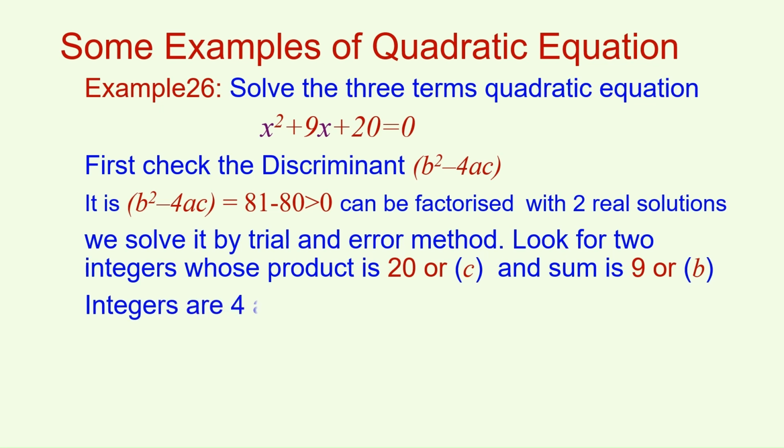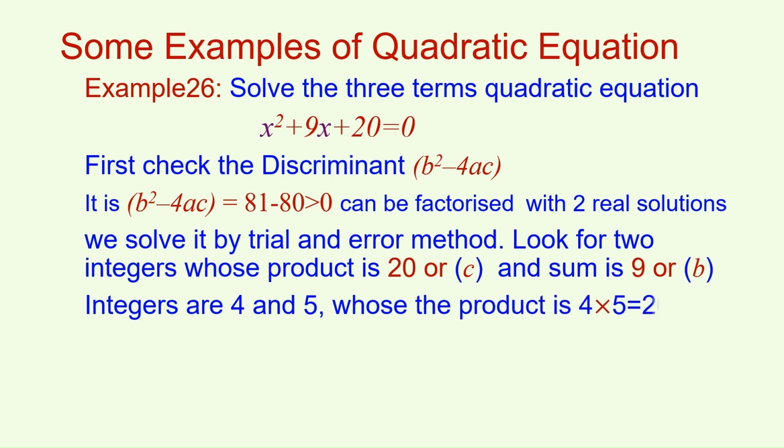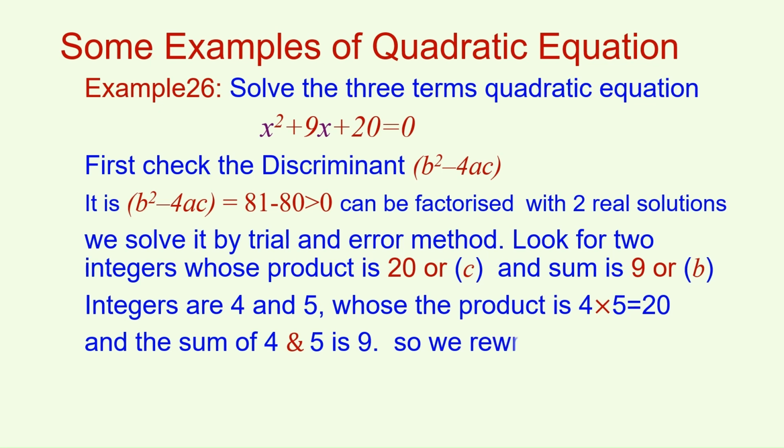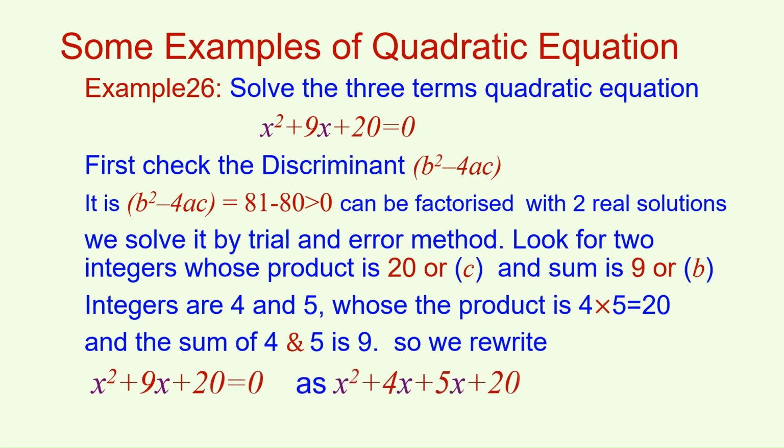We solve it by the trial and error method and look for two numbers whose product is 20 and sum is 9. They are 4 and 5. The product 4 times 5 is equal to 20, and the sum of 4 and 5 is 9, so we rewrite x squared plus 9x plus 20 equals 0 as x squared plus 4x plus 5x plus 20 equals 0.